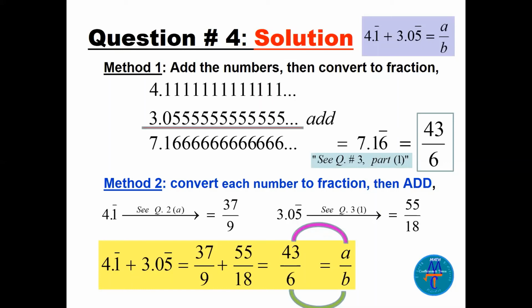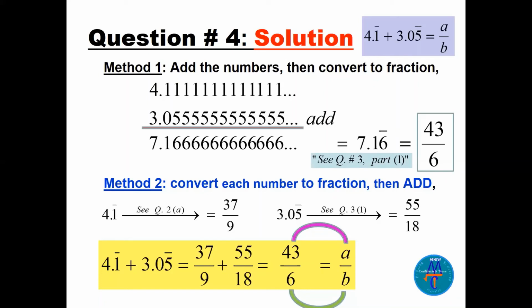7.16 repeating. We have seen a similar example in question number 3, part 1. Same method, different numbers. So one number after the decimal point, one number is repeated. You do the same method, you will get 43 over 6.